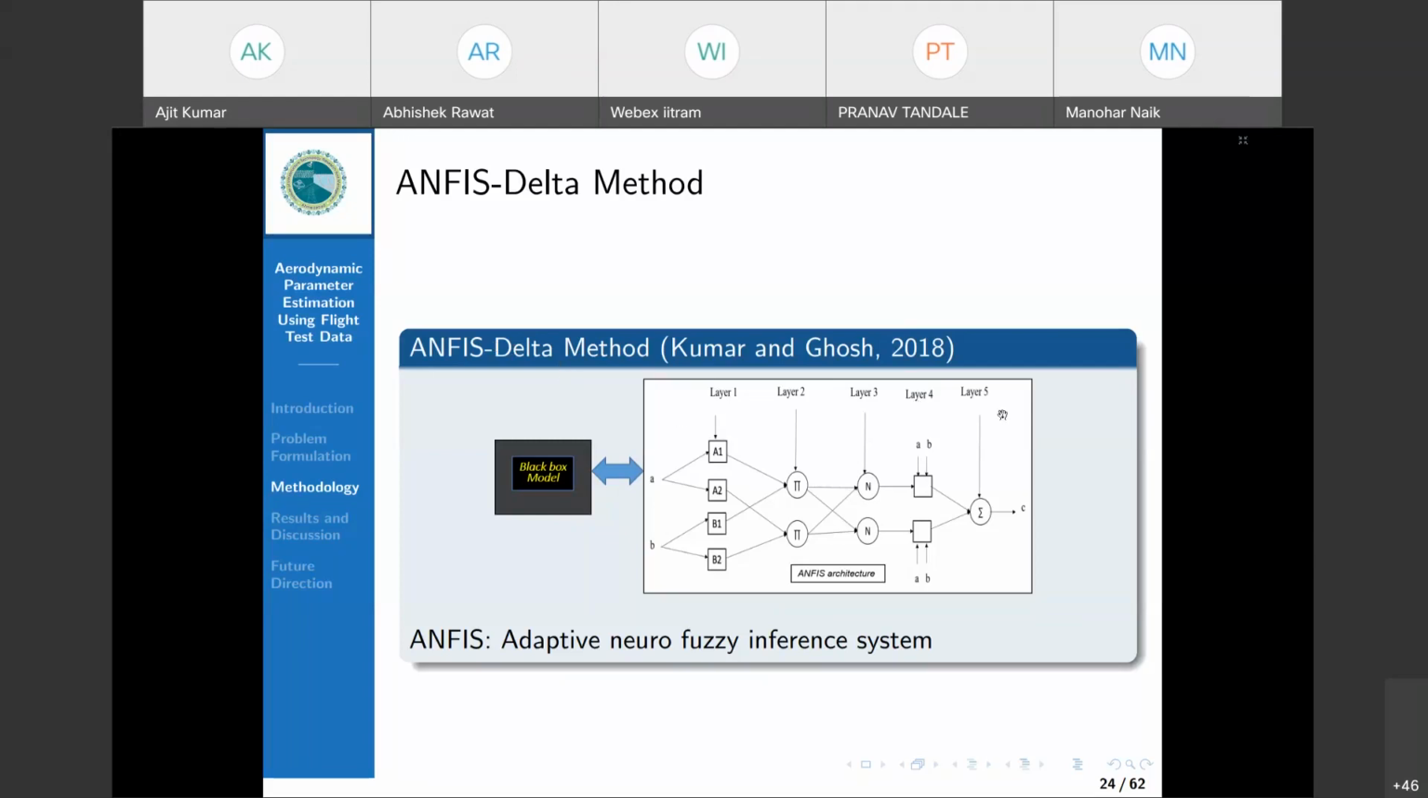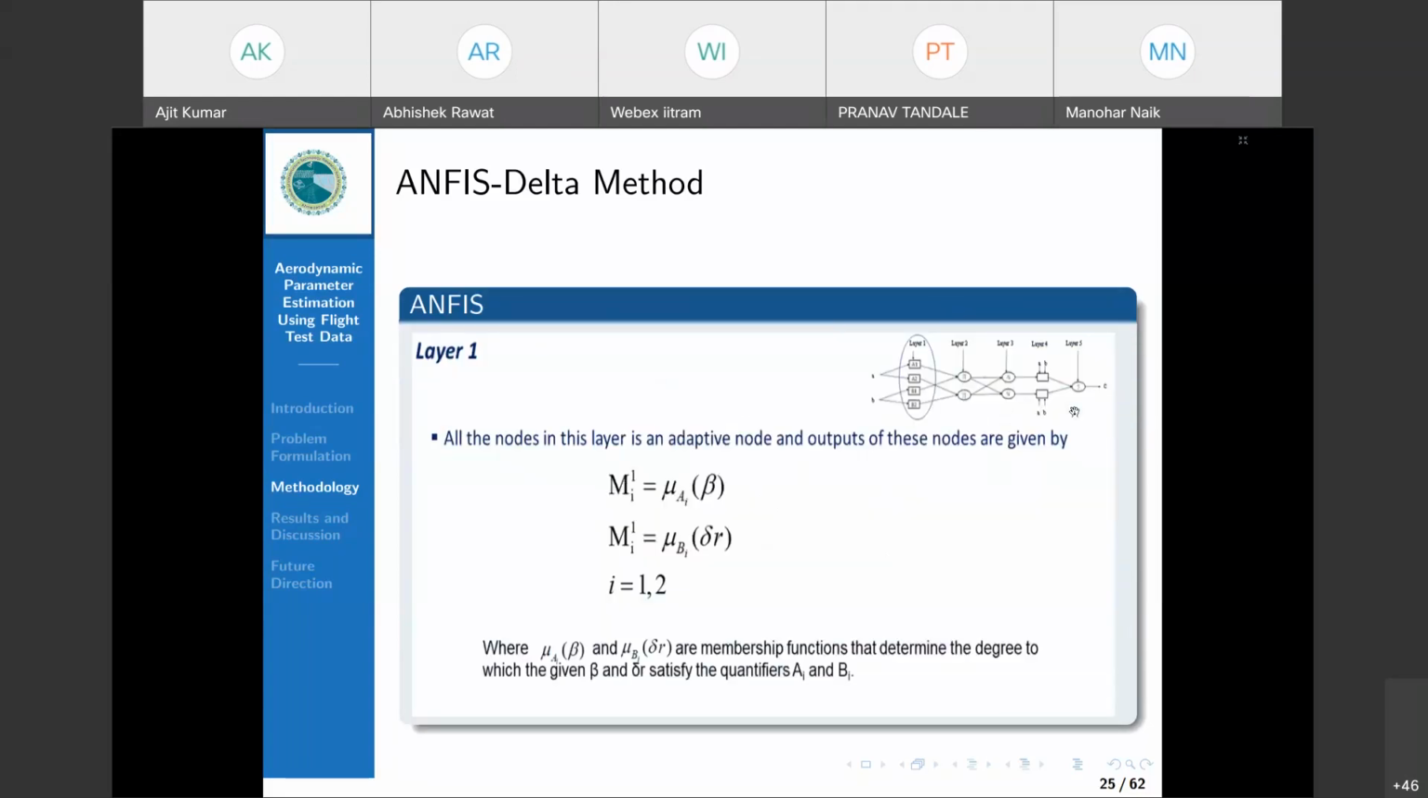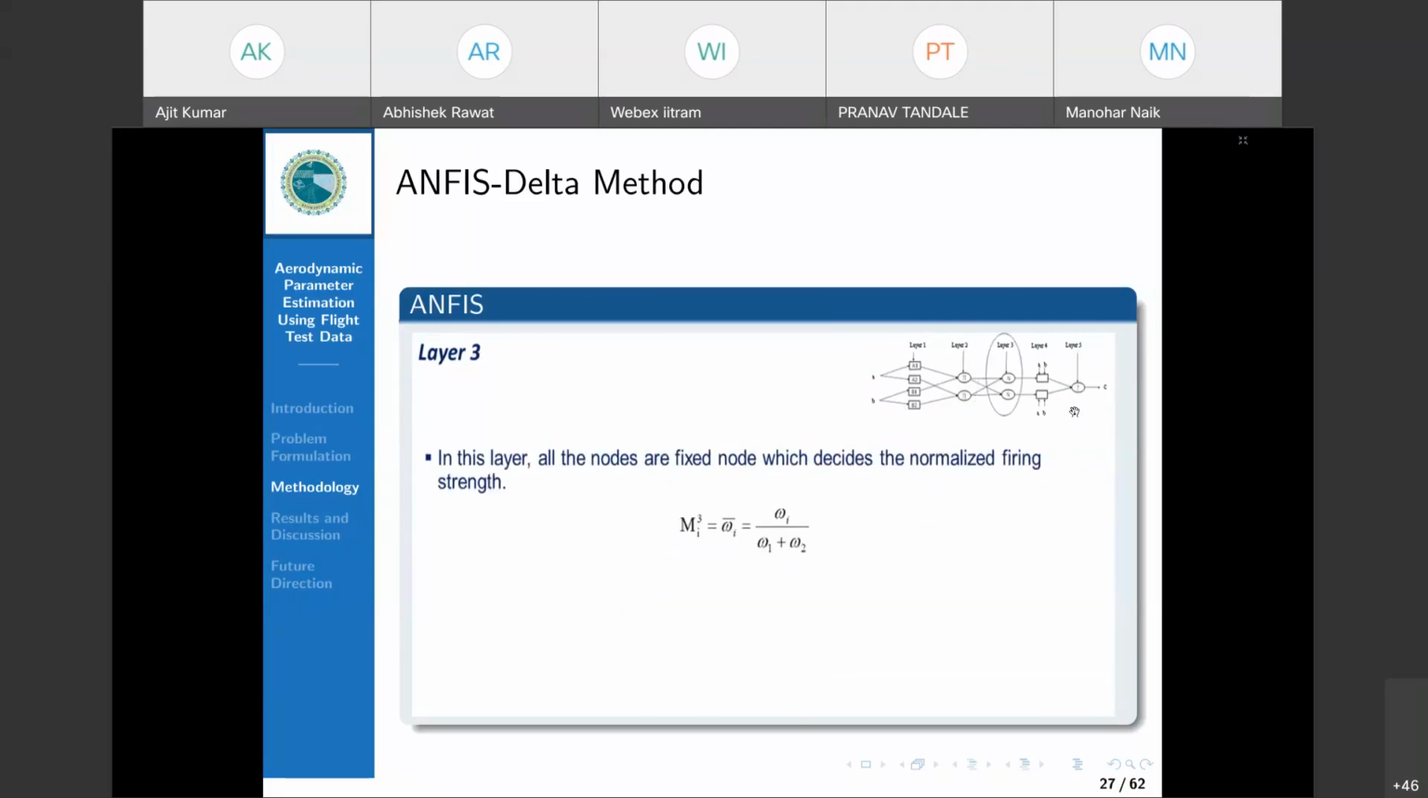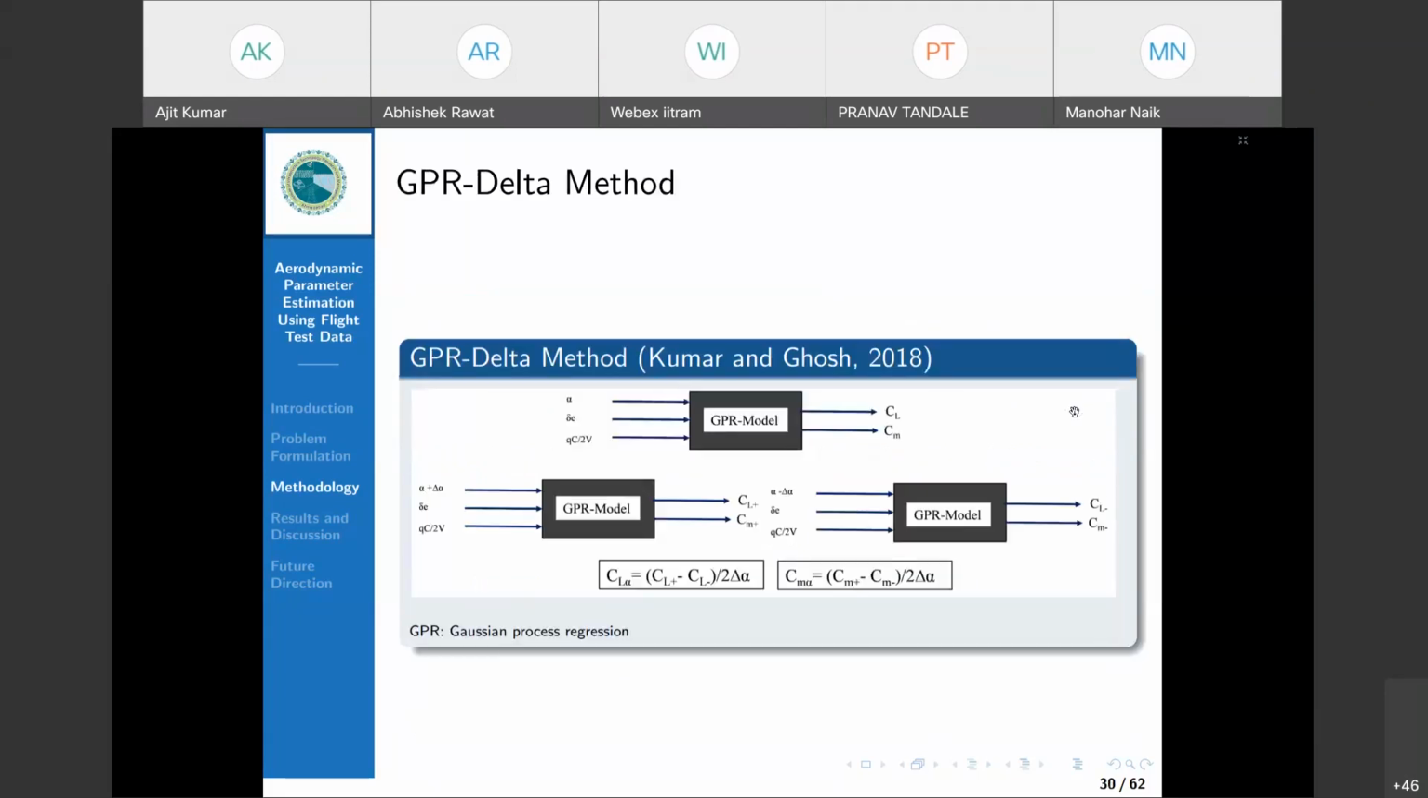And your feed-forward neural network, which was a 3-layer network, is now getting replaced with a 5-layer ANFIS architecture. So earlier you have seen input layer, output layer, and hidden layer. Here also we have 5 different layers: layer 1, layer 2, layer 3, layer 4, layer 5. Whatever we were trying to do with curve fitting with the help of activation function, now your membership function will get active in this approach. So this was the philosophy of ANFIS delta, and the other one was the GPR delta method.